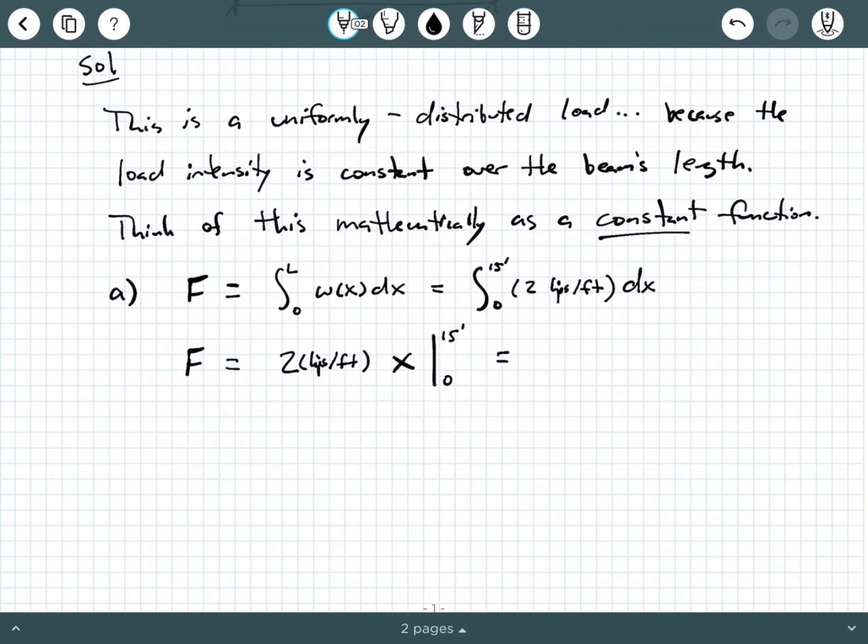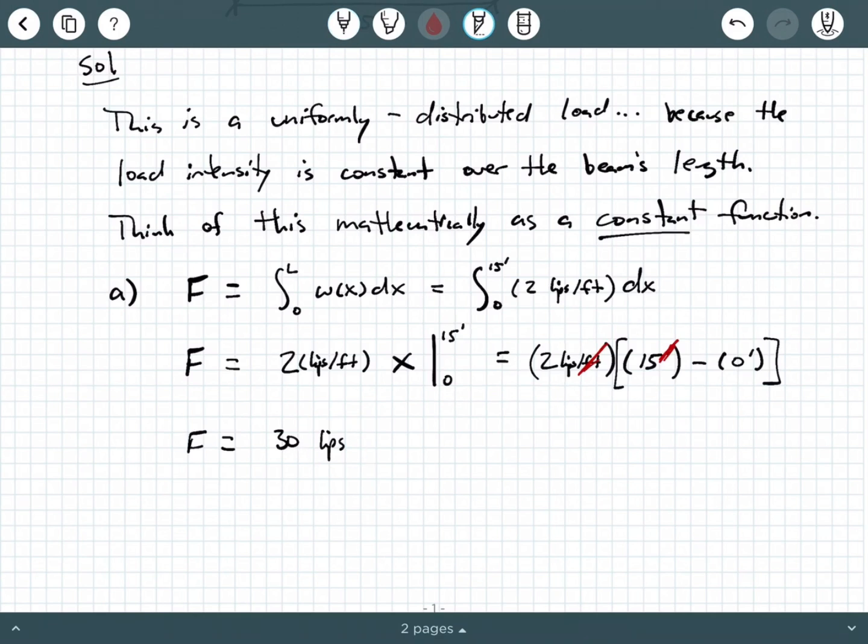And so let's substitute that in. Remember, it's upper limit minus lower limit, so we're going to say 2 kips per foot times 15 feet minus 0 feet. So we get F equals 30 kips. And I kept the units there on purpose to emphasize that the feet in the 15 feet cancels the per foot in the 2 kips per foot. So then we're just left with units of kips.